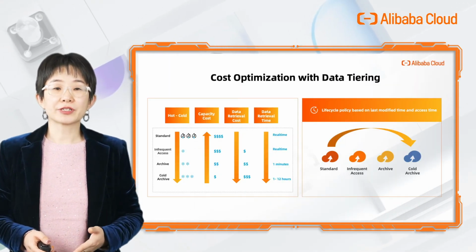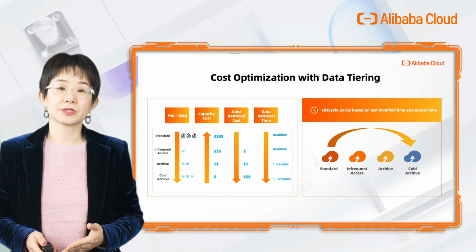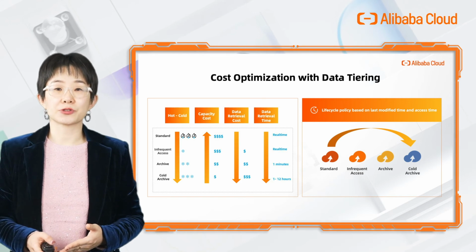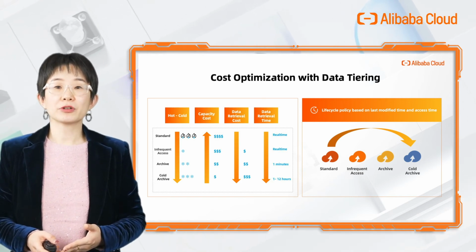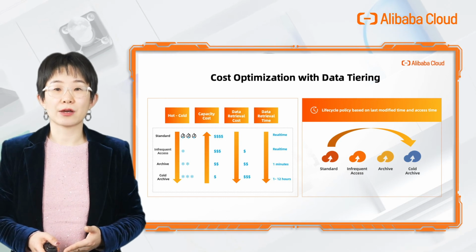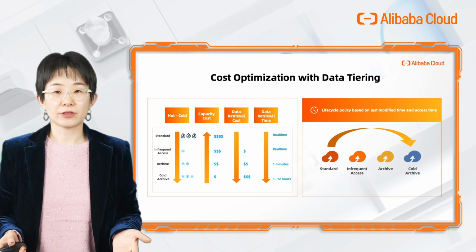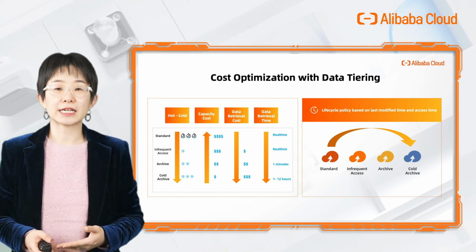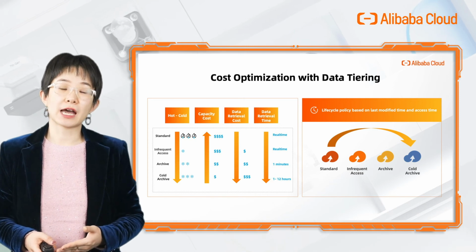Finally, I would like to emphasize a little bit on how to balance between performance and cost by choosing the right tier for data storage and archive in your scenario. There are a few important factors that you need to consider about. The first is the data access frequency. Whether the data is hot or cold data, the rest is capacity cost, data retrieval cost, and time.